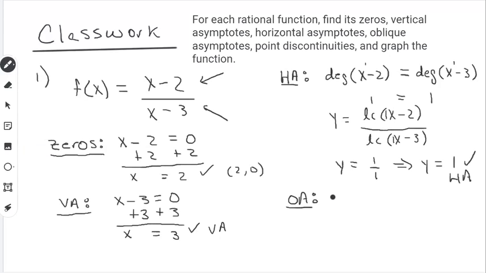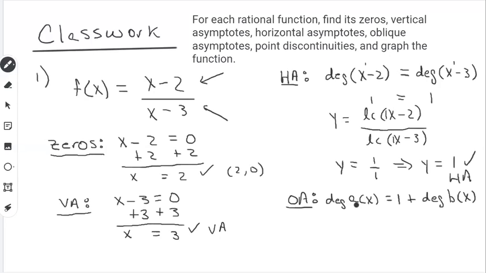Oblique asymptotes. For oblique asymptotes to actually be a thing, you need to have the degree of a(x) being equal to 1 plus the degree of b(x). This situation has to occur.